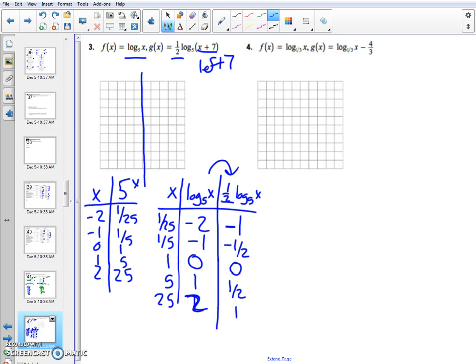I'm going to count by 2's here on everything. Okay, so 1 over 25, negative 1 would be out here. 1/5, negative 1/2. There. 1, 0. 5, 1. Okay, so we kind of have that basic shape. And now I need to go left 7, so all of these points get moved left 7.